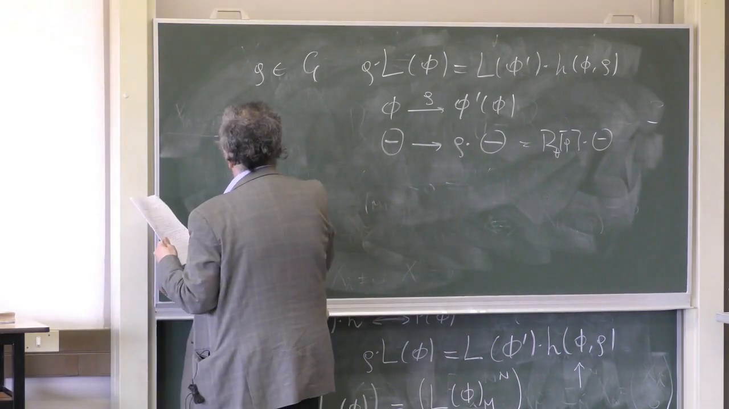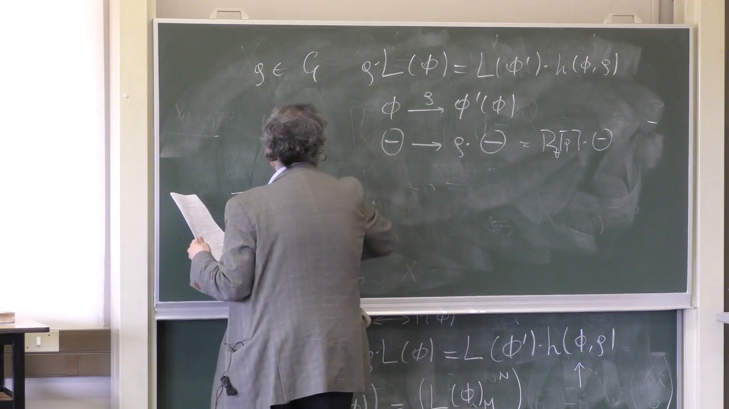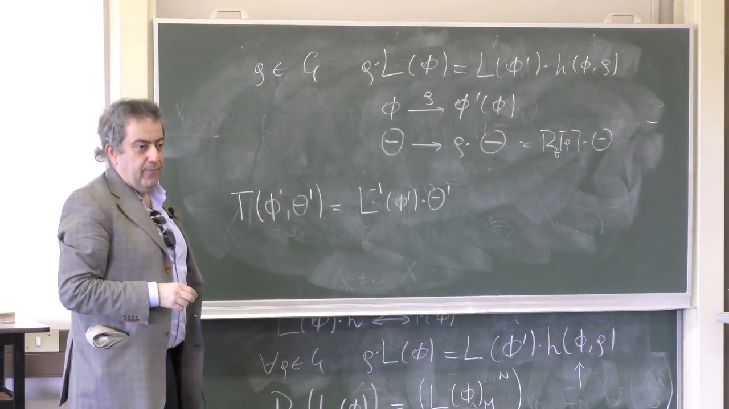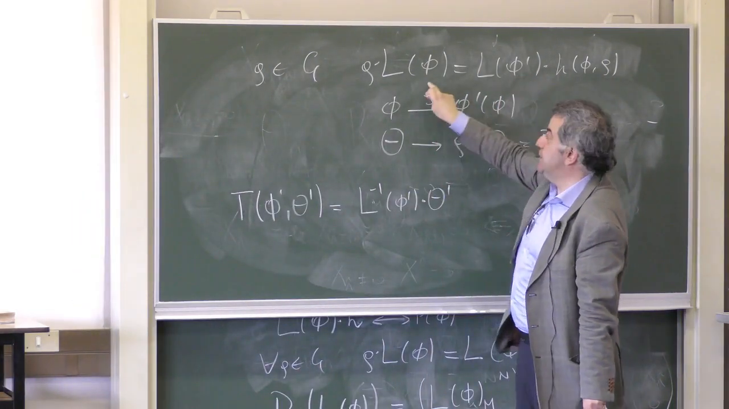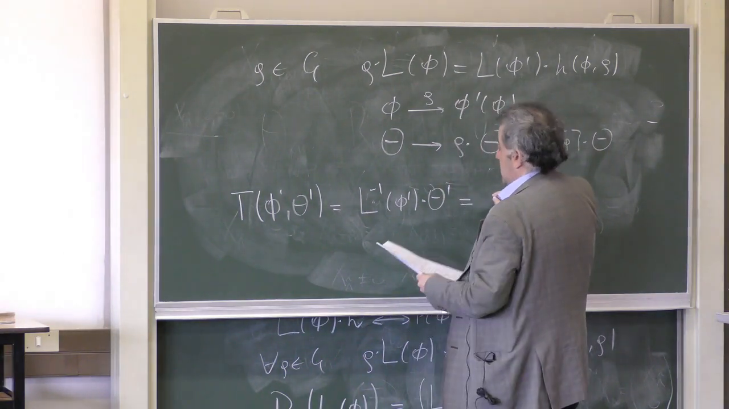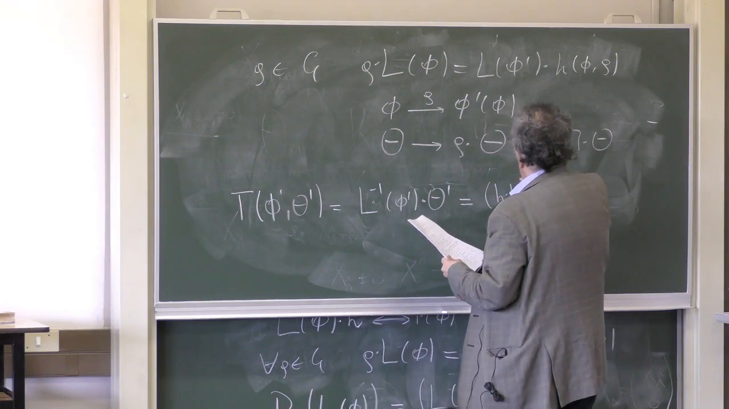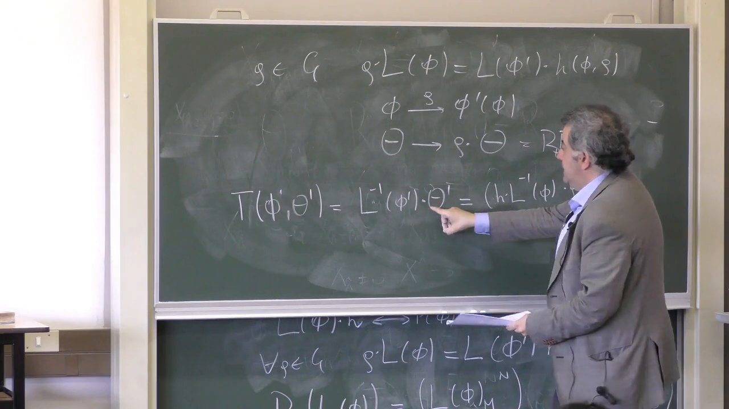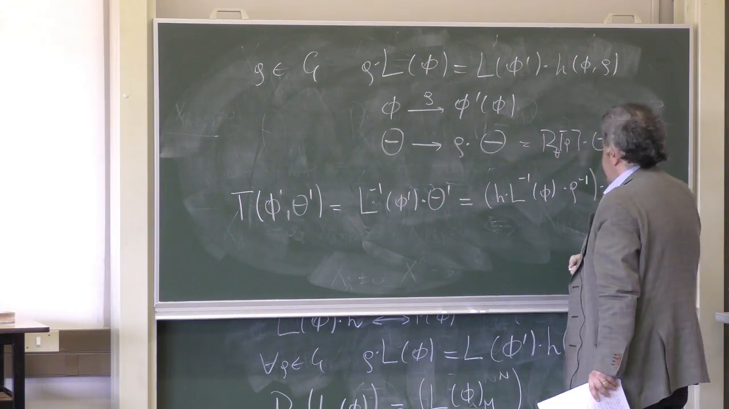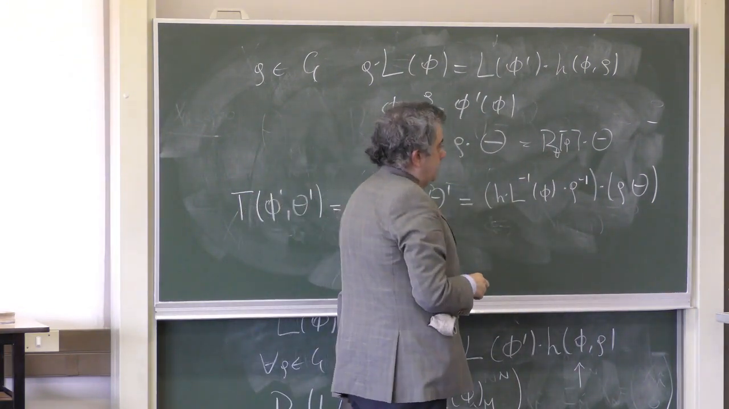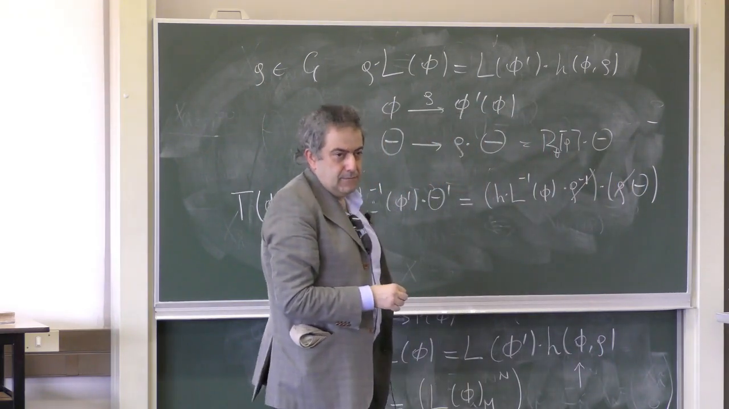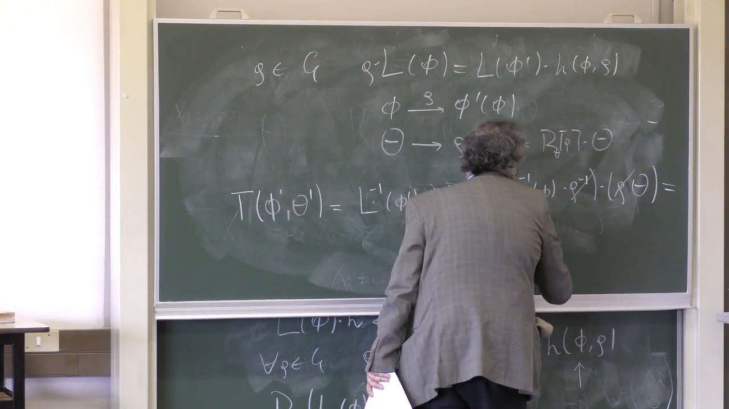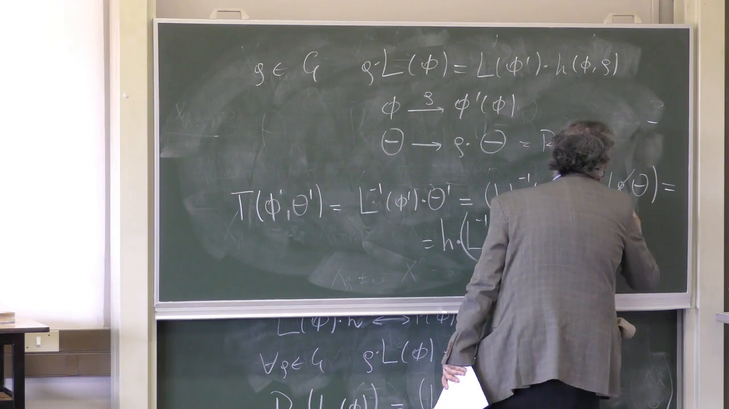So how does T transform? T of phi', theta', this is equal to L^-1(phi') times theta'. Now I read L^-1(phi') from here in terms of L of phi. And what this is: h L^-1 of phi times g^-1, times theta', which is g of theta. Now you see that these two cancel out. And we are left with h times L^-1(phi) times theta. That is h times T of phi.